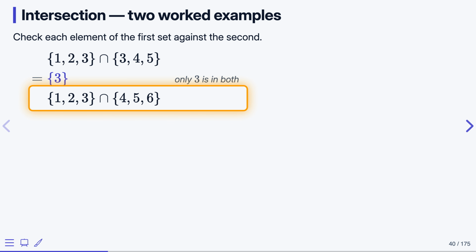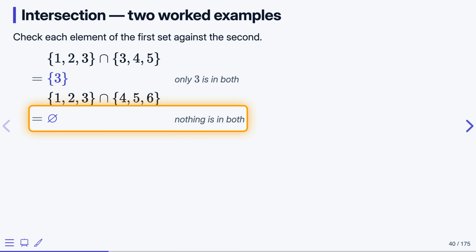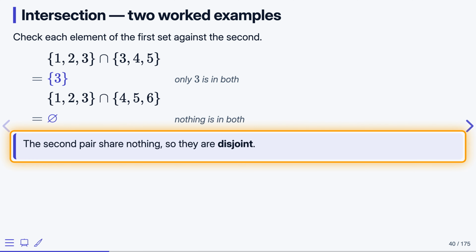Second, the set {1, 2, 3} intersect the set {4, 5, 6}. Check again. 1 is not there, 2 is not there, 3 is not there. Nothing survives, so the answer is the empty set. That second pair share nothing at all, so we call them disjoint.